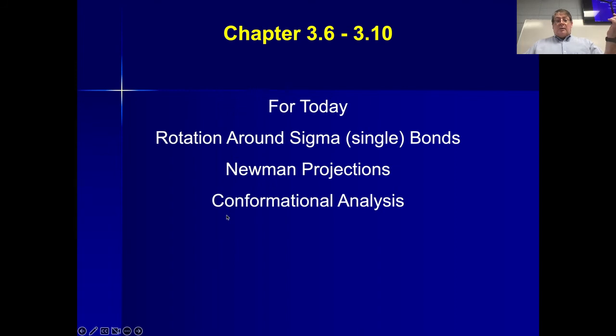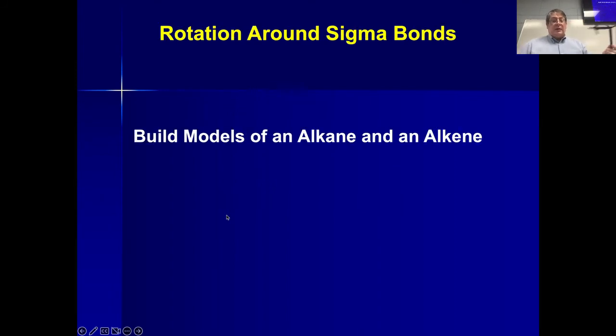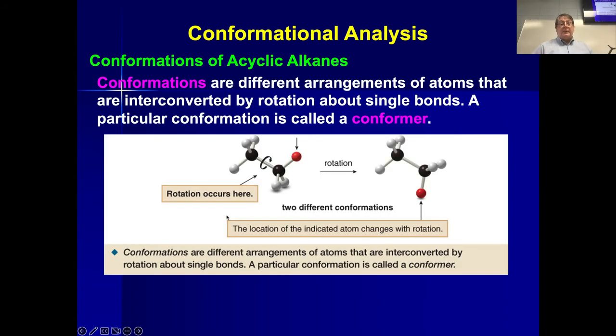So we're going to be talking about rotation around sigma bonds. If we build a model, and we just built a model of an alkane, we can see why we have sigma bonds. Now, my model kit doesn't do pi bonds very well, but imagine if we put a pi bond in there and that held it, right? Now, could I rotate? No, right? So I can rotate around single bonds, but I can't rotate easily around pi bonds, okay?